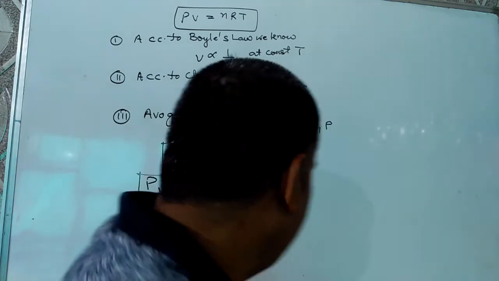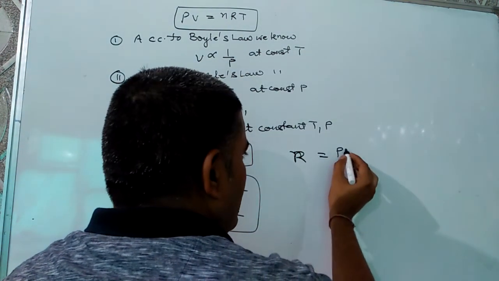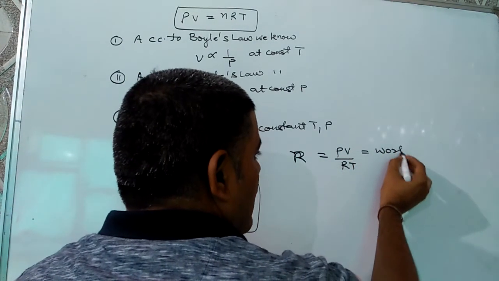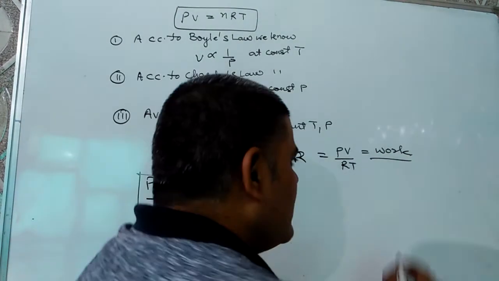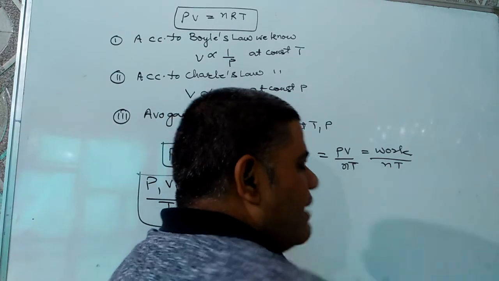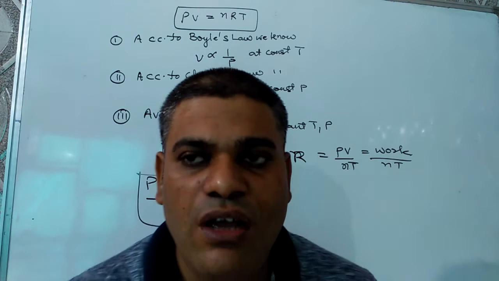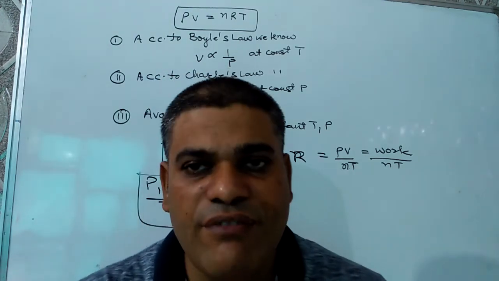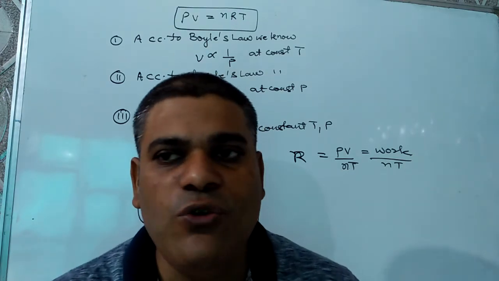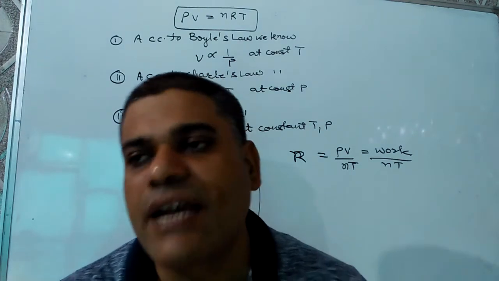From this equation we get R is equal to PV upon nT, and PV means pressure times volume, that will be work. So R may be defined as work done per mole per Kelvin, that is known as the universal gas constant. Its SI unit will be joule per mole per Kelvin, or Pascal meter cube per mole per Kelvin, and its CGS unit will be erg per mole per Kelvin.